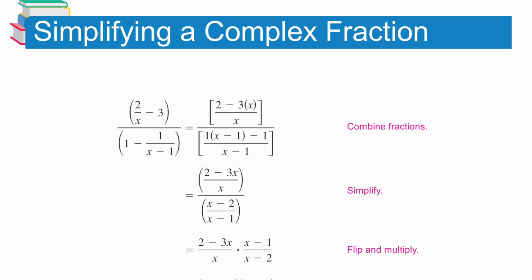And so that gives me x minus 2 in the denominator right here when I combine everything. And this is just 2 minus 3x. But the important part is once I have it as two fractions, a whole fraction over a whole fraction, I can then flip the bottom fraction and multiply. So flip and multiply. And that's what I've done here: the x minus 1 now is the top and the x minus 2 is the bottom, and I'm multiplying.